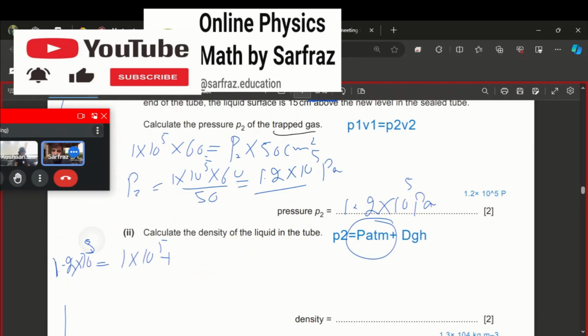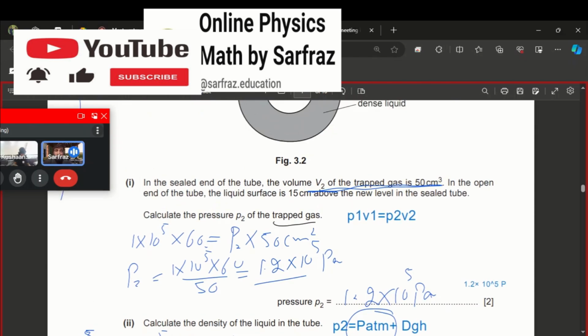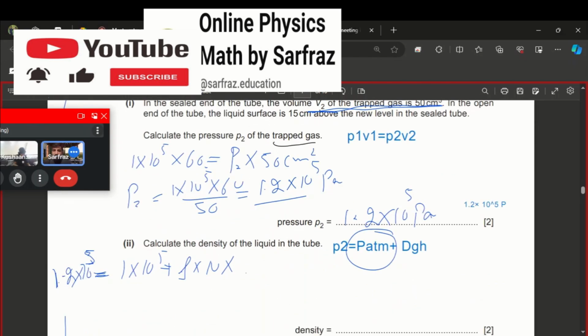So 1.2 times 10 raised to the power 5, which is P2, the final pressure, is equal to atmospheric pressure plus rho, the density, which is to be calculated. What is g? g is 10. And what is h? h is given in the question, which is 15 centimeter. Here I have to find rho, so first I will subtract. So it will become 1.2 times 10 raised to the power 5 minus 1 times 10 raised to the power 5, divided by 10 times 15.